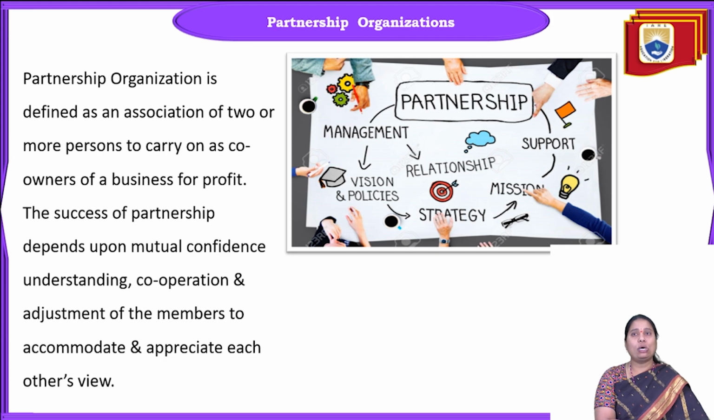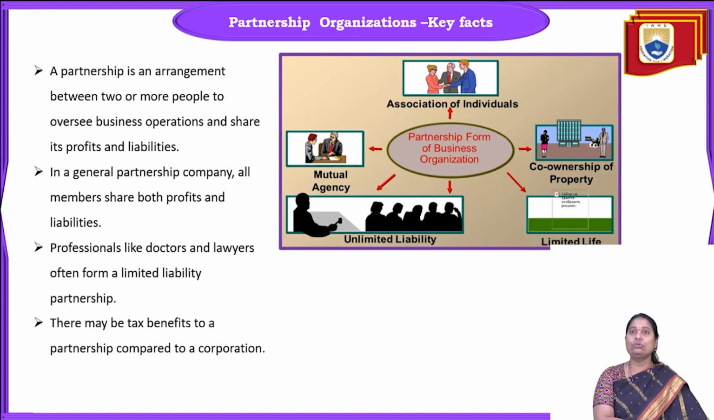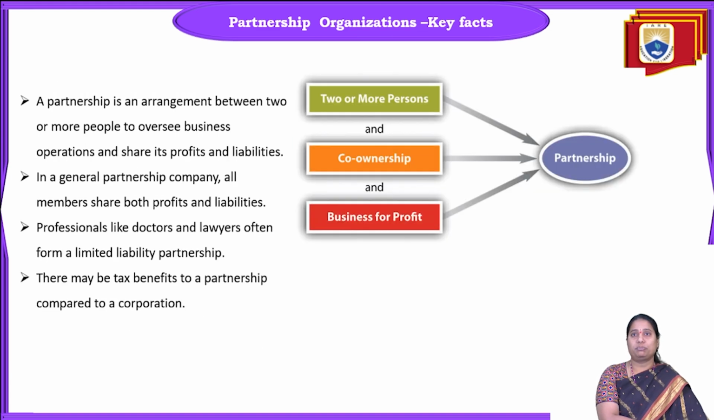The next kind of organizations are partnership organizations. A partnership organization is defined as an association of two or more persons to carry on business as owners, sharing the profits. The success of the partnership depends upon the mutual coordination and confidence between those two to 20 members. So the key factors are mutual agency, unlimited liability, limited life, and co-ownership of the partnership, with two or more persons in the business.